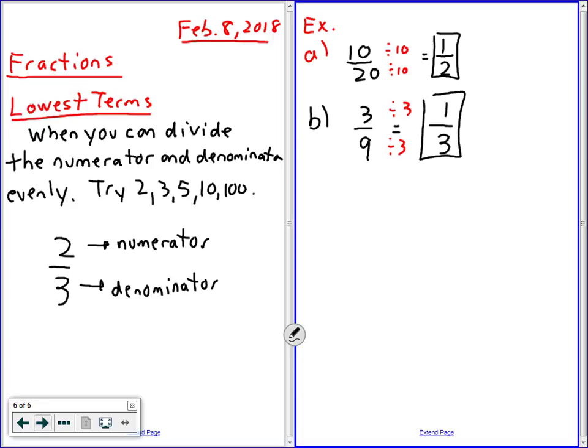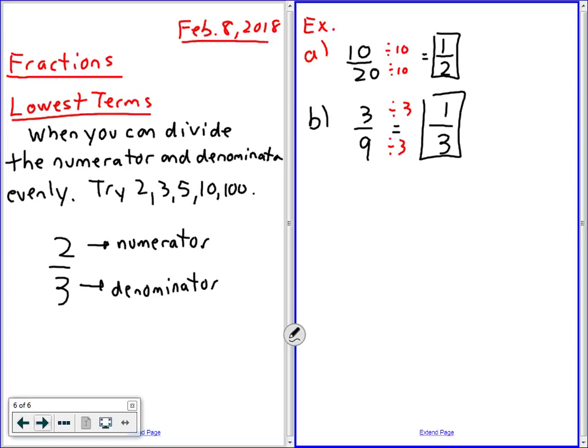Now again, if you don't know how to get these, what you do is look at the times table. Here's my 9. 9 divided by 3 is going to be 3 over here, right? Same thing, 3 divided by 3 is going to give you 1. So you just look at the times table. If you're not comfortable with that, your calculator will also work quite nicely.